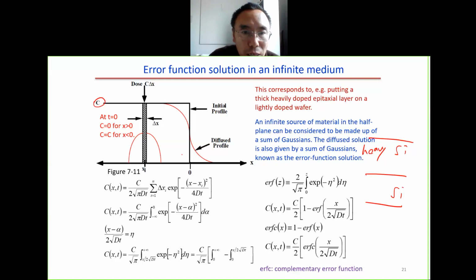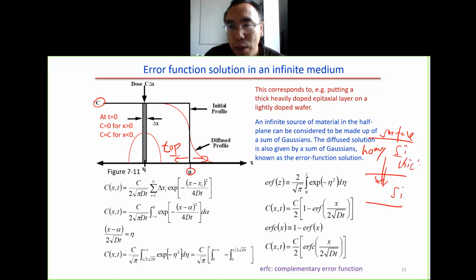On the left side, this is 0. This is the top side, where we have this heavily doped silicon, and on the right side we have no doping. So now we want to show how this dopant will diffuse into the underlying layer. Here we assume this layer is very thick, so we can assume it is an infinite medium.